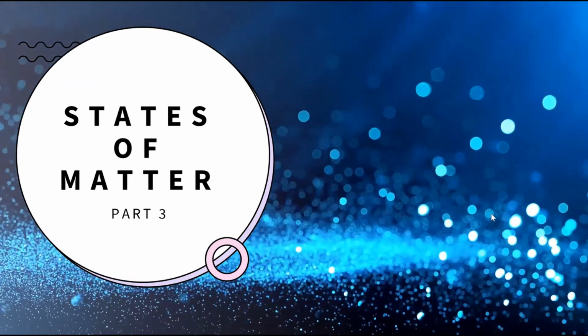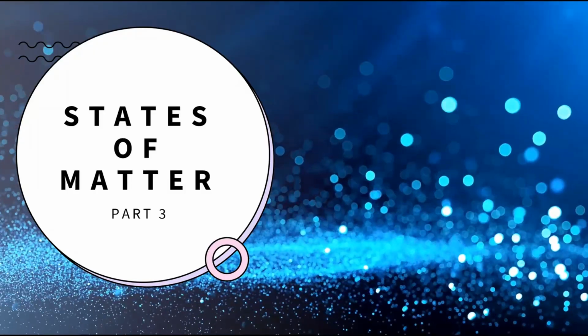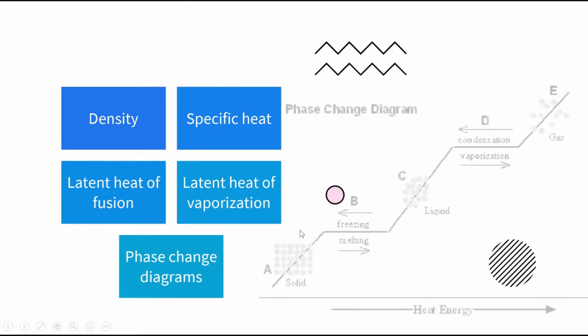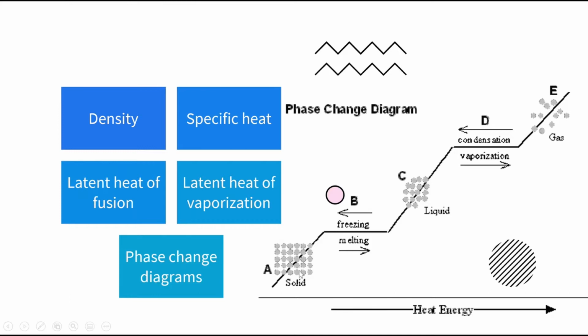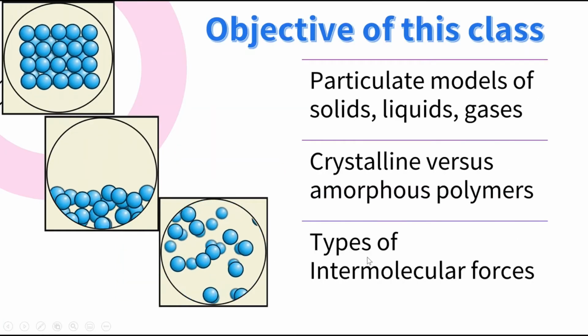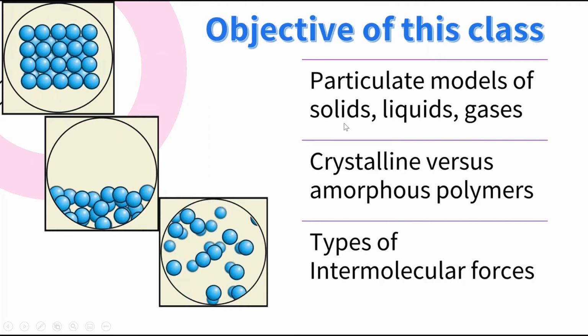Students, today is our third session in the states of matter. In the previous lesson, we covered density, specific heat, latent heat of fusion and vaporization, and we have also seen the phase change diagrams, where you saw how heat affects the molecular aspects of the matter. So today's objective of this class is we will see particulate models of the solids, liquids and gases.